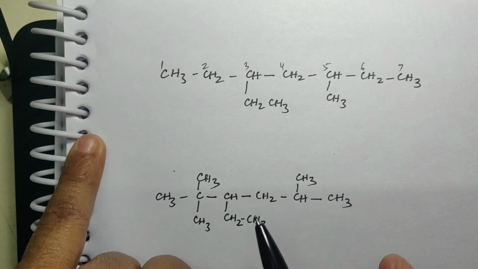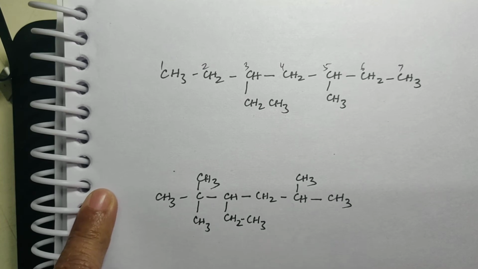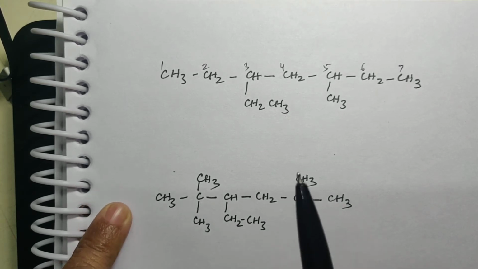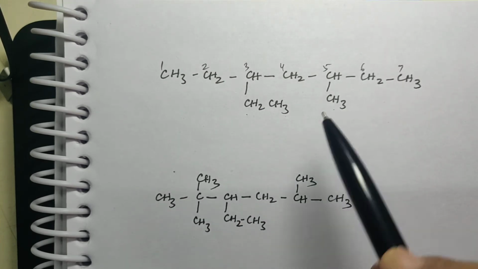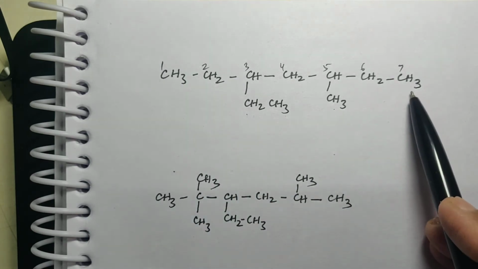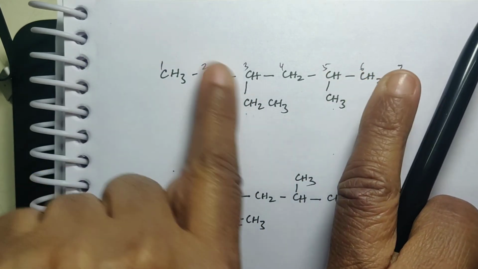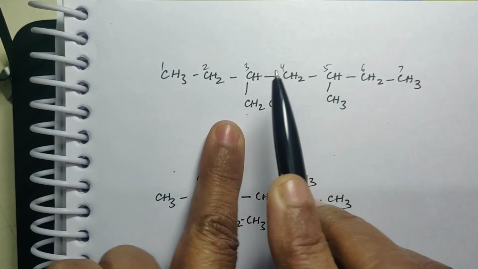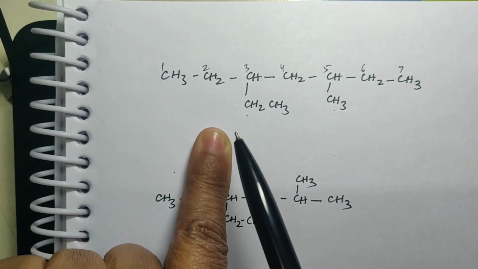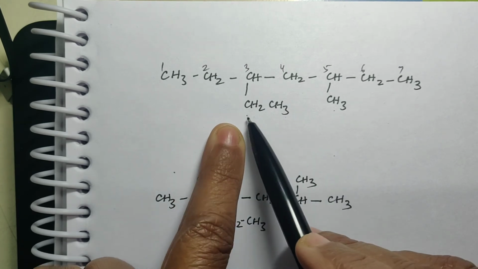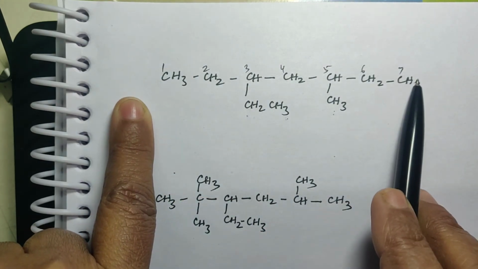That is because the numbering of the parent chain is done in such a way that the alkyl group which comes first in the alphabetical order should be given preference. E comes first, M comes next. That is why you have to start numbering from this end when you have branching at an equidistant position from both the corners. This is also from third, this is also from third, is it not? Now in that case, how do you decide? Whichever alkyl chain starts with an alphabet which comes before. So E comes before M, ethyl comes before methyl. Okay, so you will have to start from this end.